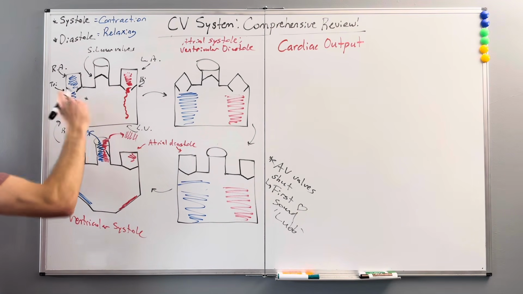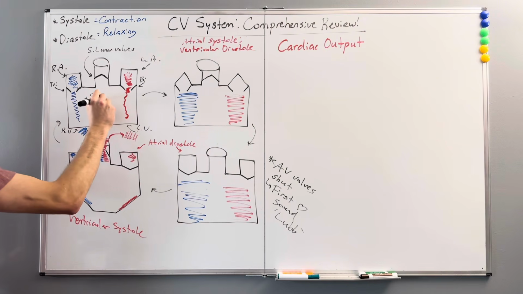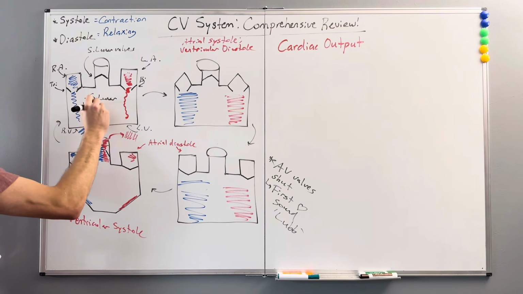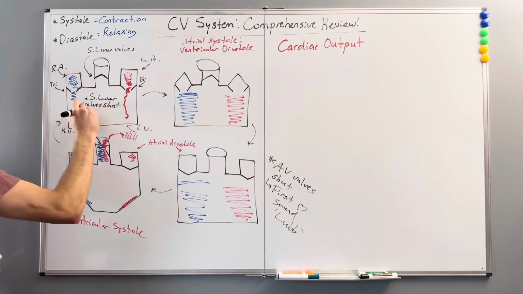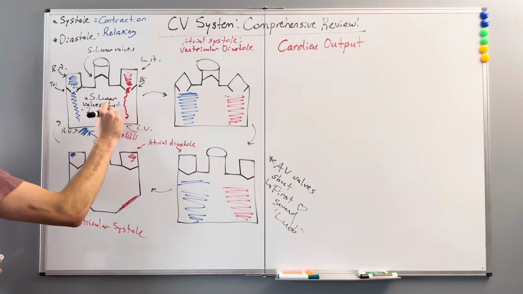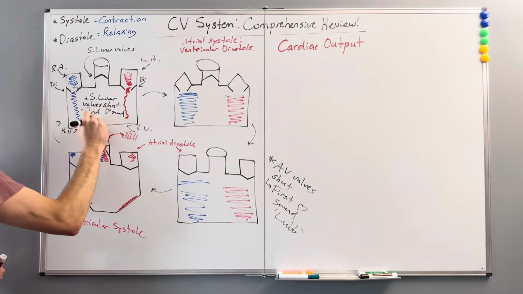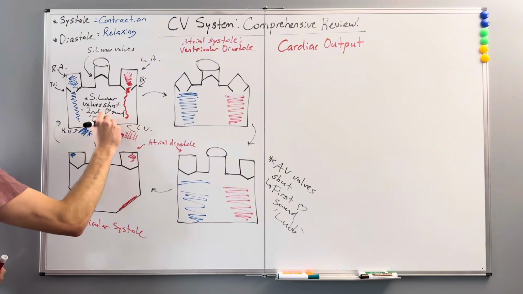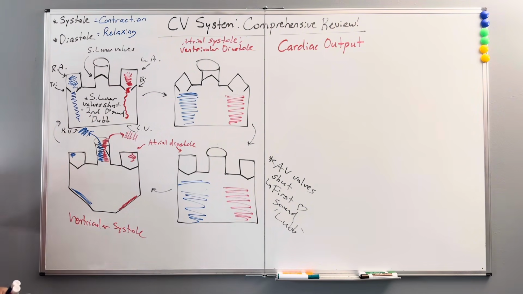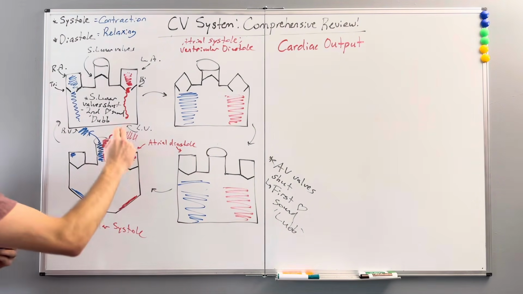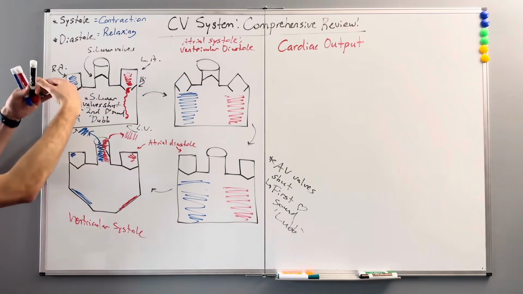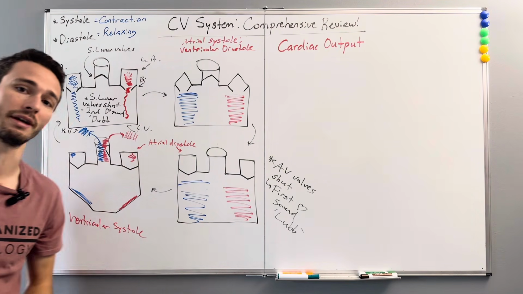So I'm going to write that here. After this whole cycle, semilunar valves shut. What do you think that is? That is the second heart sound, and that is going to be the dub. Lub dup, or sometimes people say dup. Lub dup, lub dup. So the second heart sound is actually the semilunar valves shutting after ventricular systole, okay?